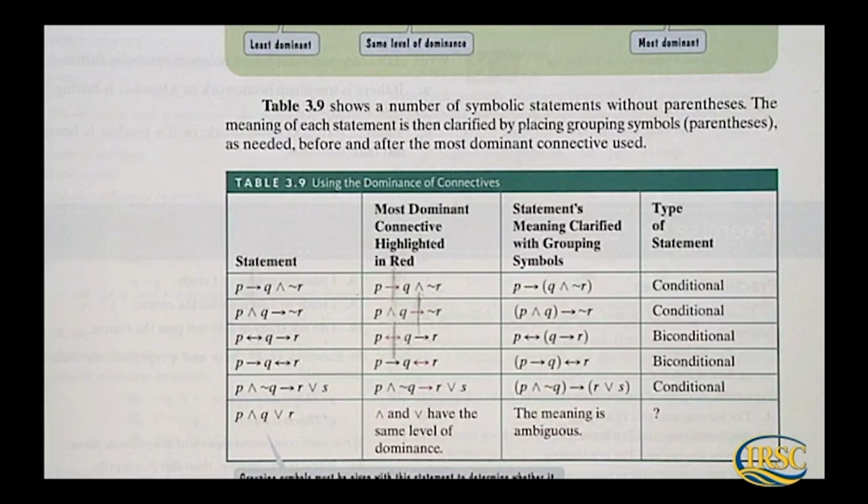And the most dominant symbol tells you what kind of statement it is as far as those proper names are. Notice off to the right it tells you, okay, the first one was conditional, the second one's a conditional, the third one's a biconditional, even though there is an arrow in there. The more dominant one tells you what type of statement that is.